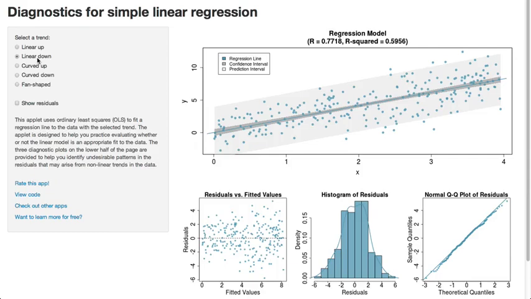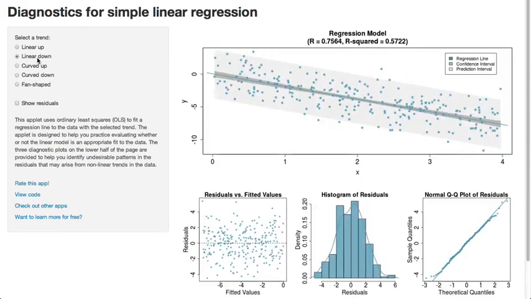Let's take a look at another example. Once again, a linear trend, except this time the direction has changed. So we have a downwards trend between our response and our explanatory variables. Once again, a completely random scatter in the residuals plot, a fairly symmetric distribution in the histogram of the residuals, and the normal probability plot looks pretty good as well.